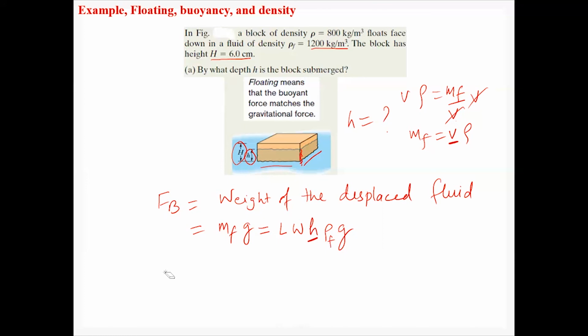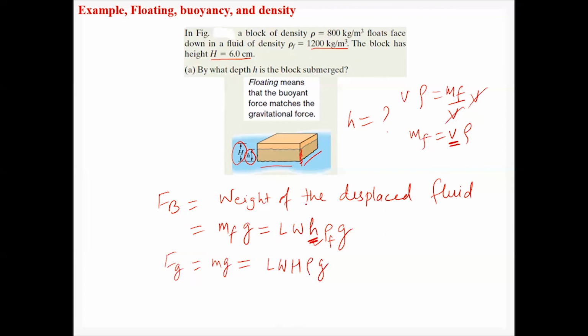So what is the weight of the block? Fg equals mg, right? Okay, where m is V times rho. But in this case, we are talking about the entire mass, because we are talking about the weight of the block. That's why we have to have the entire volume. Not the volume defined by little h, but the volume defined by big H. So L W big H rho g.